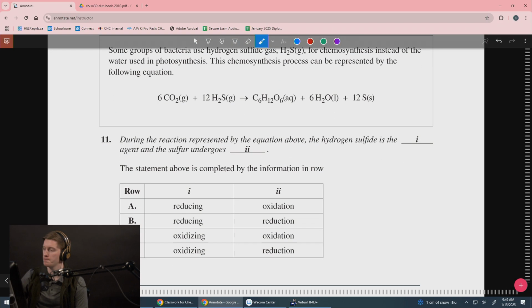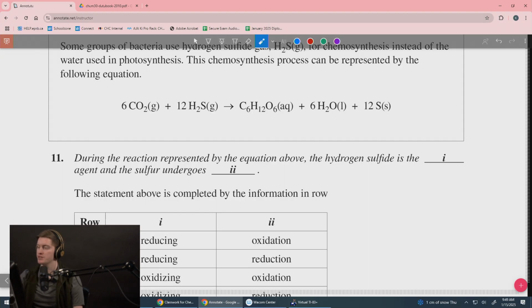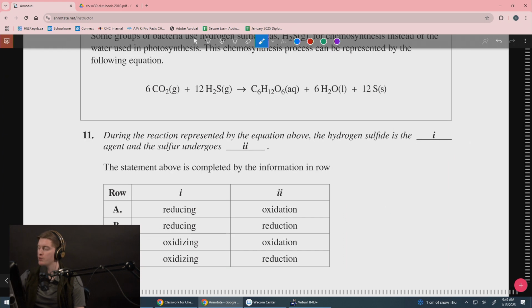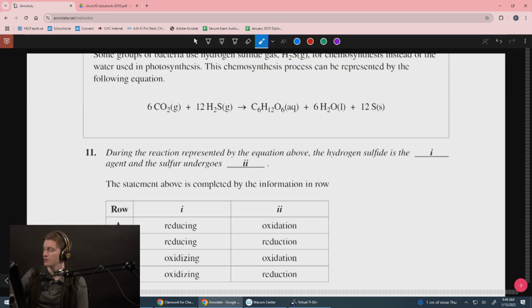There is a change. Some groups of bacteria use hydrogen sulfide gas, H2S, for chemosynthesis instead of water used in photosynthesis. This chemosynthesis process can be represented by the following equation. 6 carbon dioxides plus 12 hydrogen sulfides becomes glucose plus water plus 12 sulfurs. During the reaction represented by the equation above, the hydrogen sulfide is the what agent, and the sulfur undergoes what process? This is another oxidation number question.